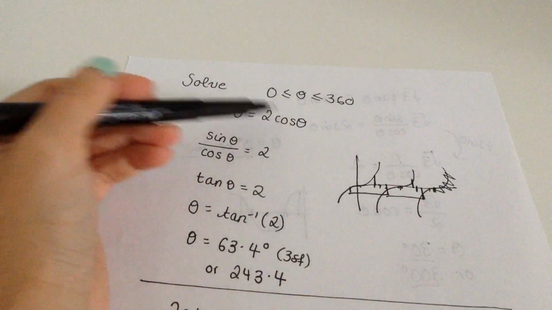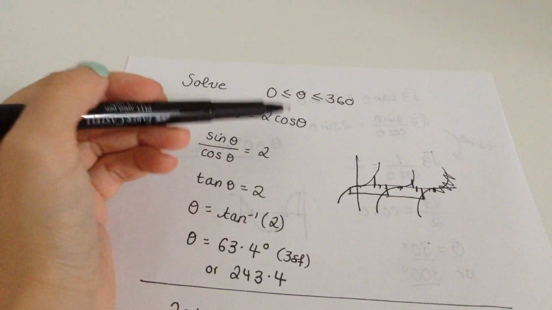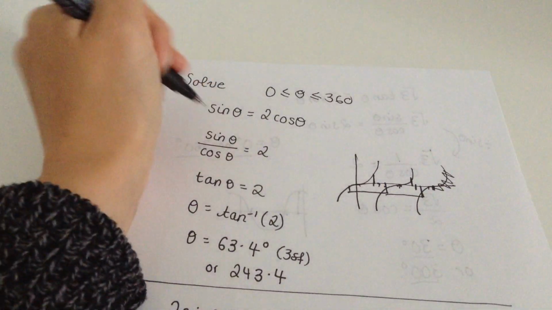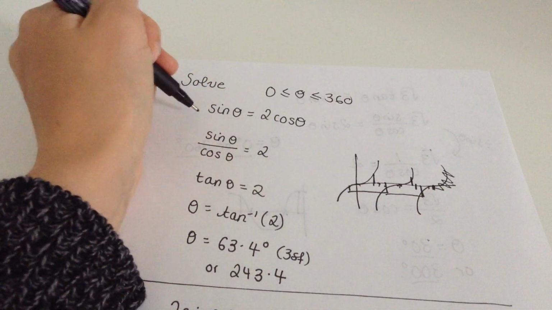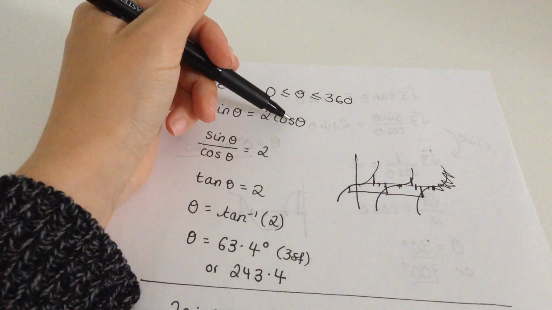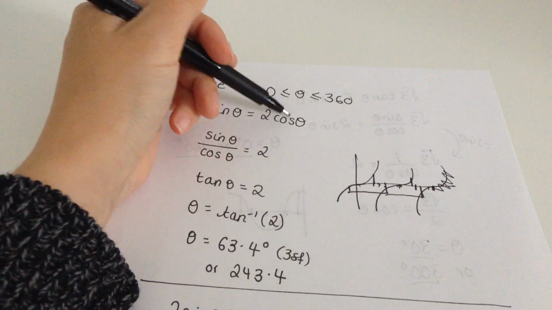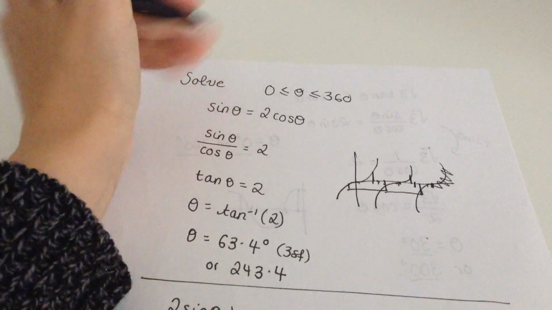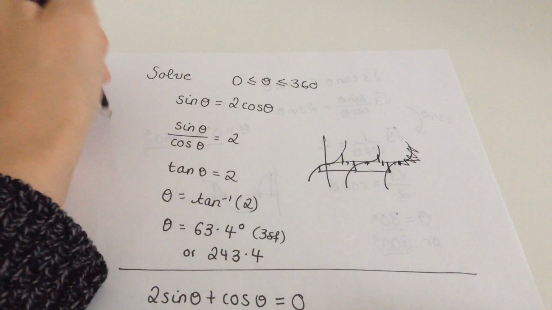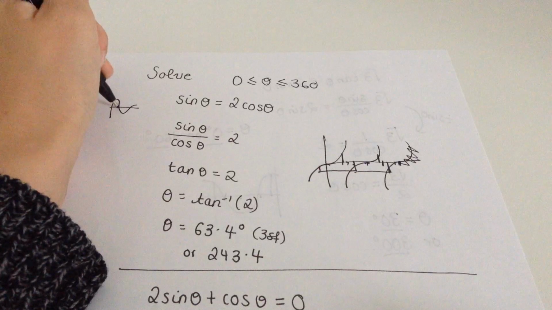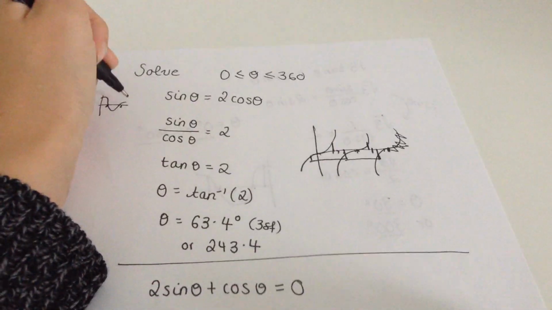So here, I divided both sides by cos. Now, I have to ask myself, is that allowed? Could cos theta have been 0? Well, if cos theta had been 0, then what would that have made theta? Cos, what does cos look like? That would have meant that theta would have been 90 or 270.